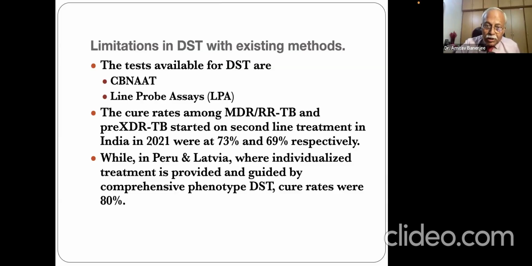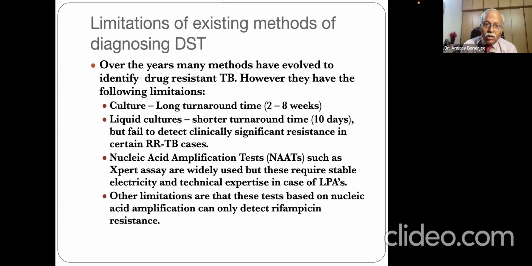Whereas in other countries like Peru and Latvia, where there is individualized treatment instead of a protocol, like we have, where the person is subjected to CBNAT and you get that yes, you register and you put them on a set of second-line drugs. Where individualized treatment is provided, the cure rates were above 80%. So we'll see the reason: it is due to the limitations of existing methods of diagnosing drug susceptibility.